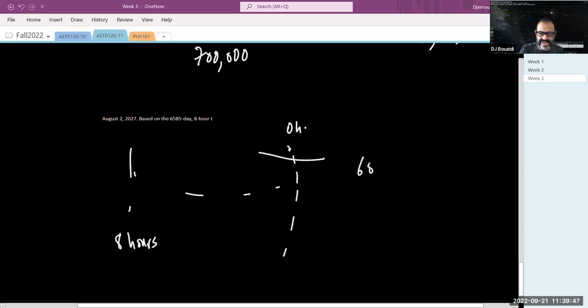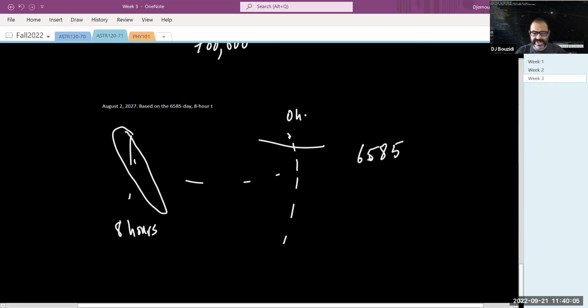It says 6,585 cycle when the next one is. So we know the where is going to be somewhere in here. As a matter of fact, it's going to be anywhere between this side of the United States and the west coast of Mexico. So when is that going to happen?